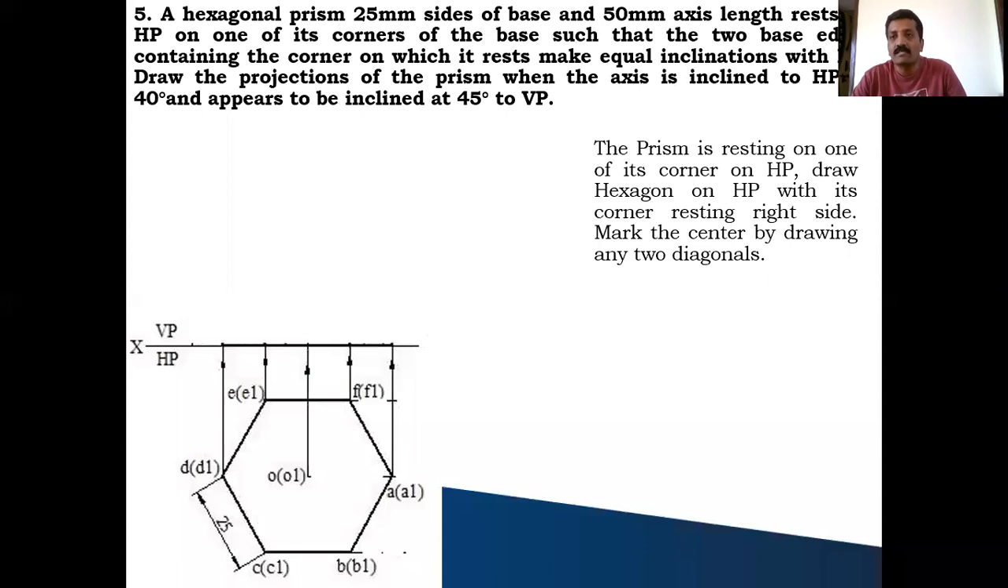So you draw the hexagon such that any one of the corners should come right side of you. That's why you use the circle method to draw the hexagon. So draw a hexagon of 25 millimeters such that any one of the corners should come right side of you.